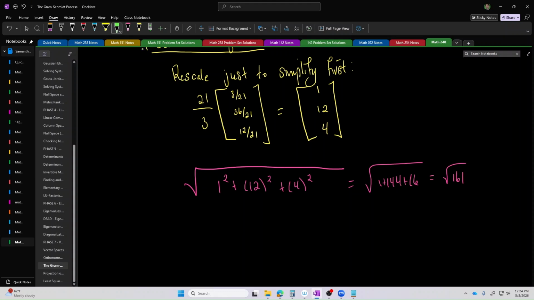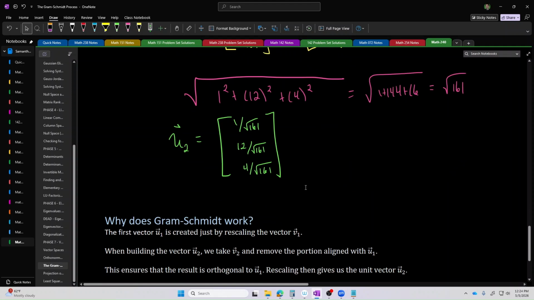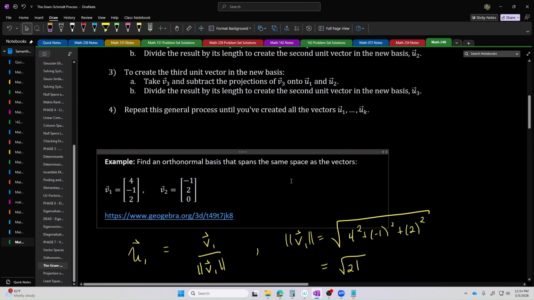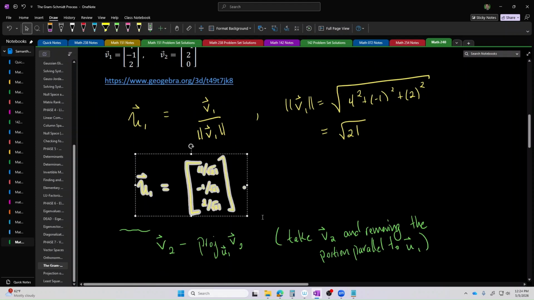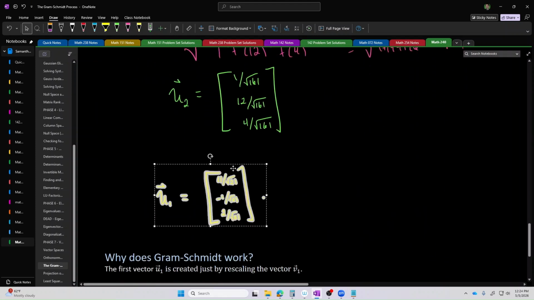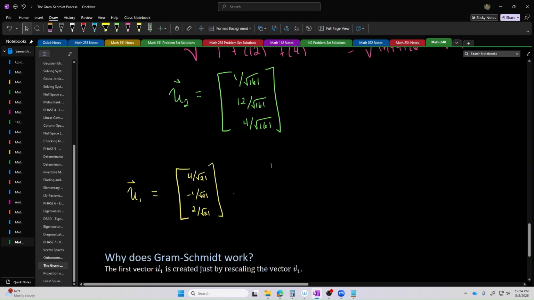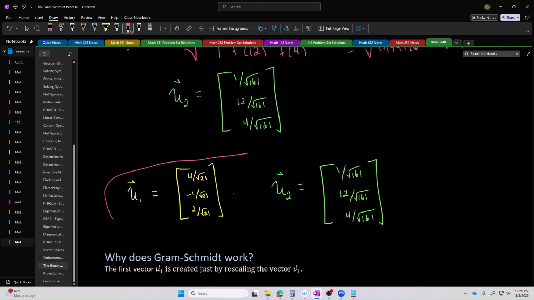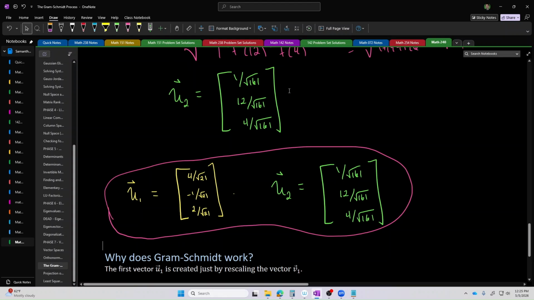So finally, here's my u2 vector. My u2 vector would be 1 over square root of 161, 12 over square root of 161, and 4 over square root of 161. That would be my second vector of my orthonormal basis. So that would conclude this process. I have replaced this basis with this orthonormal basis, u1 and u2. I would much prefer to work with these two vectors because it's going to make it easier to find linear combinations and spans involving this orthonormal basis in later calculations.